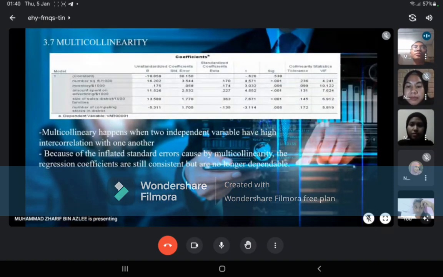Hello, I'm going to present about multicollinearity. Multicollinearity happens when two independent variables have high interconnection with one another. Because of inflated standard errors caused by multicollinearity, the regression coefficients are still consistent but are no longer dependable. In this data, we use VIF as our indication for multicollinearity. Inventory per $1,000 has the highest VIF among the independent variables, which is 10.12. This shows that this data is affected by multicollinearity.